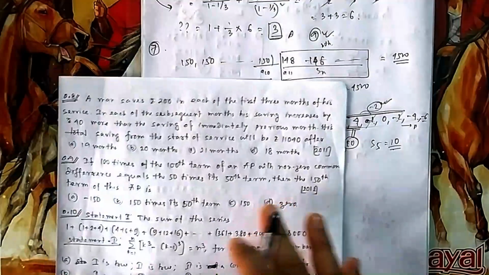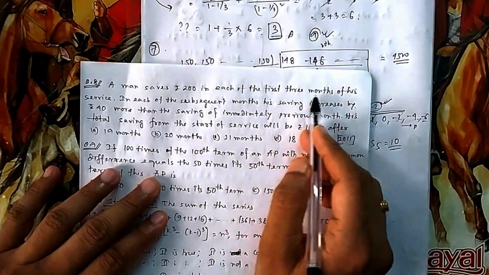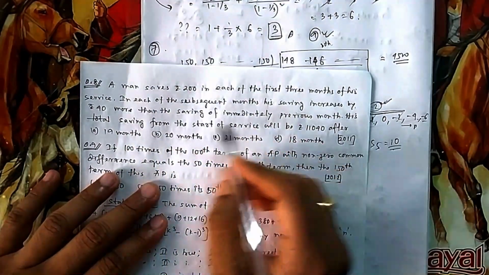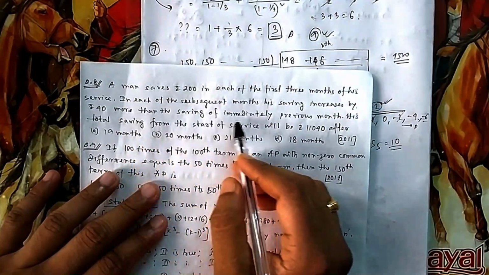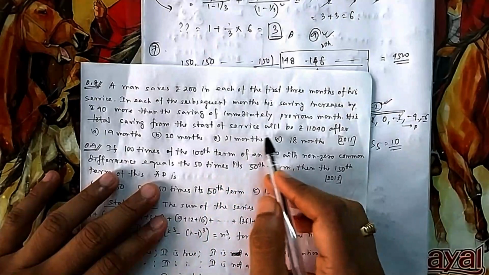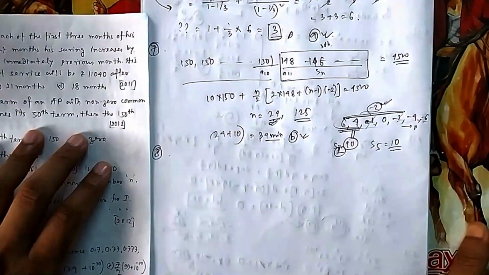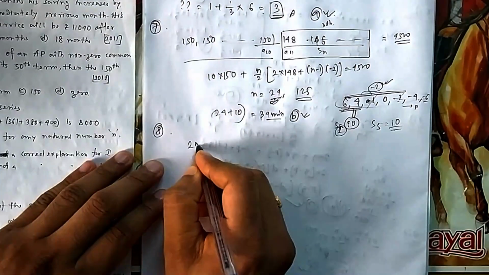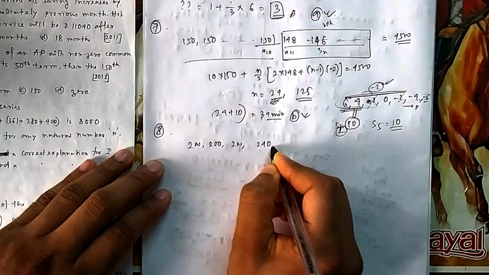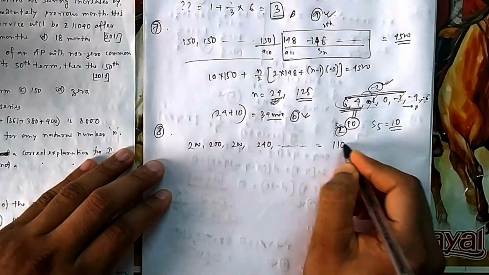Now if you come to 8, a man saves rupees 200 in each of the first 3 months of his service. In each subsequent month, his saving is increased by 40 more than the savings of the previous month. His total savings from the start of the service will be this much after how many months? Okay. So what he is doing here: 200, 200, 200, same. Then he starts from 240, 40, and he goes up until the total sum should be 11040.